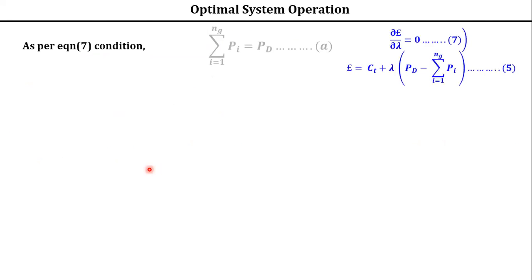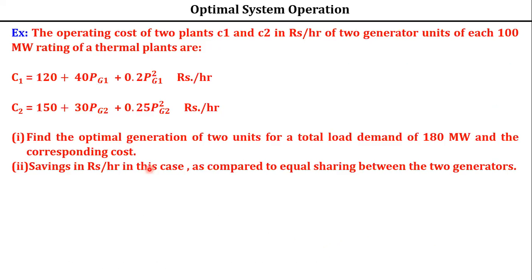Okay, the second question. What is the second question in the given problem we have seen? I will go back and show it to you. This is a problem where we have to find the optimal generation of two units, that is PG1, PG2, which we have found, for a total load demand of 180 megawatt and the corresponding costs. So the corresponding costs C1, C2 we have found.